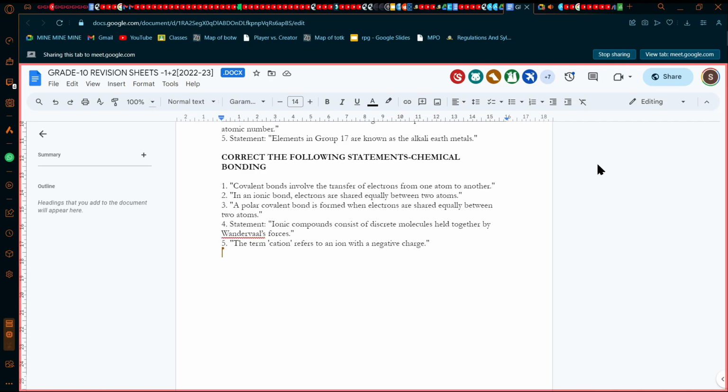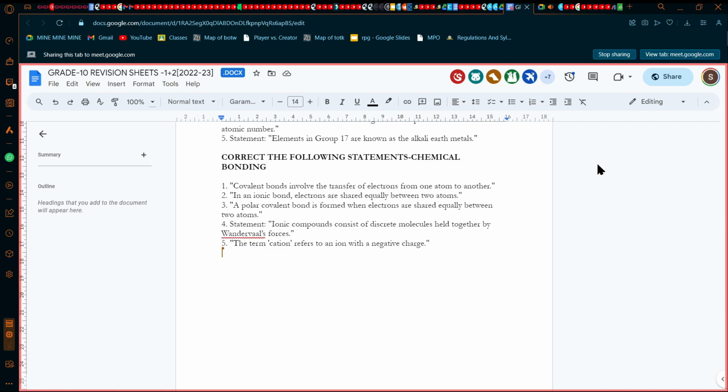In a polar covalent bond. No, non-polar covalent bond. No, because he said polar first. No, you said non-polar. Covalent bond is formed when electrons are shared equally, that's non-polar.